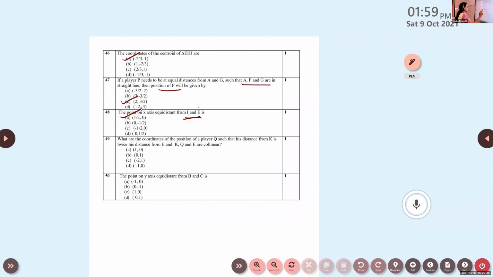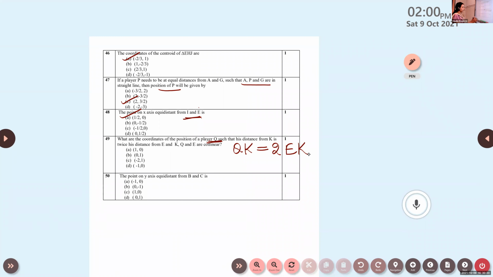Find the coordinates of the position of the player Q such that his distance from K is twice the distance from E. And K, Q, E are collinear. Collinear means they lie on a straight line, isn't it? Now what is given? The distance QK is twice the distance EK. QK is equal to twice EK.